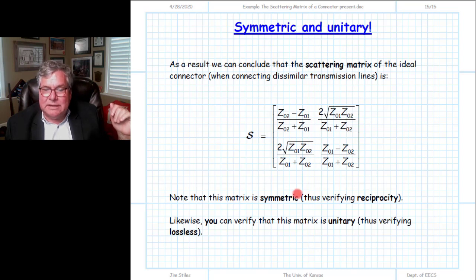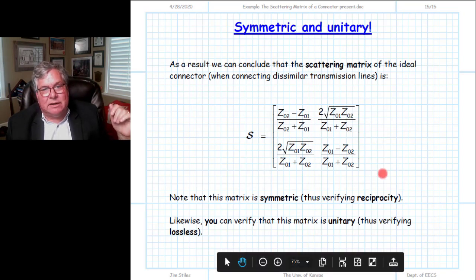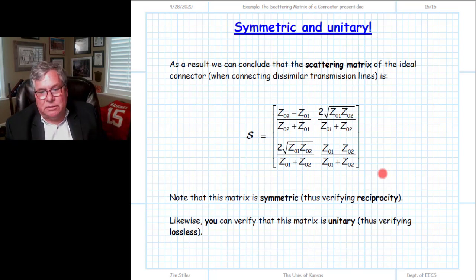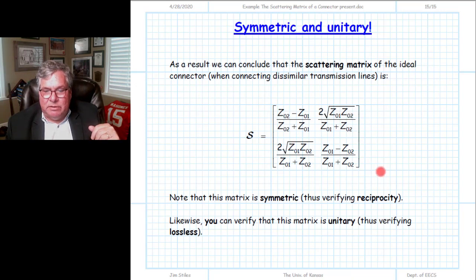So here's the resulting scattering matrix for that connector when it merges transmission lines of dissimilar characteristic impedance. One thing you'll first note is that it is not a matched device. The diagonal elements are not equal to 0. We can go through and verify this, but this is a unitary matrix. The magnitudes of each column are equal to 1, and they are orthogonal with respect to each other. So this would represent a lossless device, and clearly that connector is a lossless device.